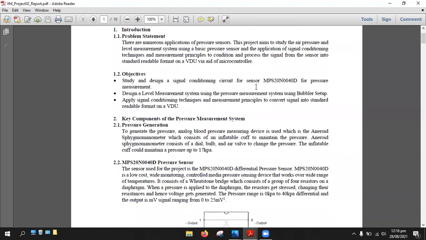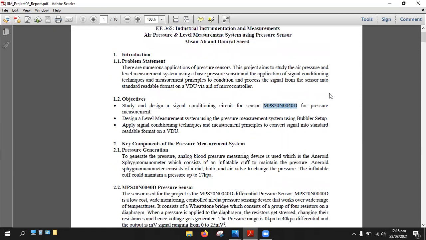As the name indicates, it is an air pressure level measurement system. Using the pressure sensor MPS 20N004OD, which is basically a pressure sensor, we created a pressure measurement system, as well as level measurement using a bubbler setup. Primarily we had to design a signal conditioning circuit for this basic pressure sensor. Secondly, we had to use that circuitry to create a bubbler setup to calculate the level, and then apply some visual display unit techniques to display the data that was being collected.